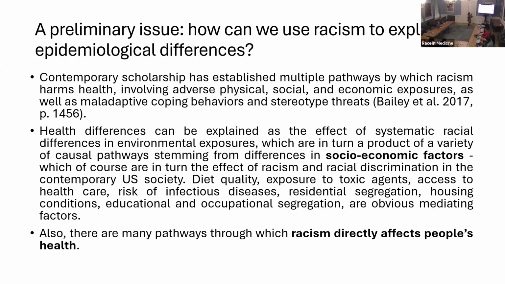So for example, diet quality, exposure to toxic agents, access to healthcare, risk of infectious disease, residential segregation, housing conditions, educational and occupational segregation. All these and more are obvious mediating factors. But there are also many other pathways through which racism may act directly on people's health.